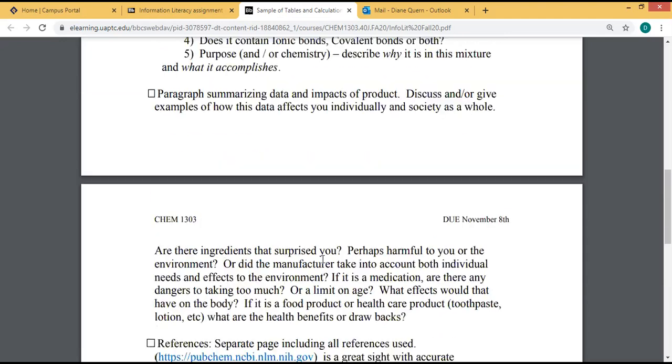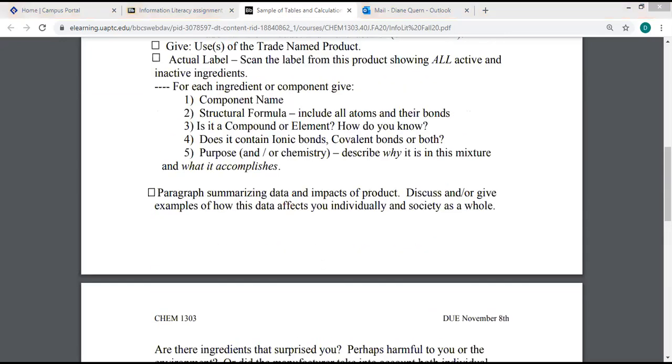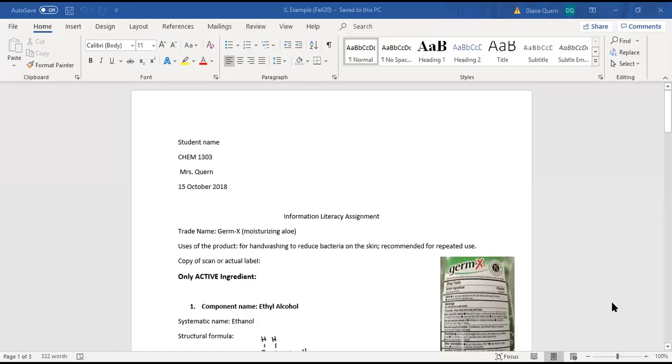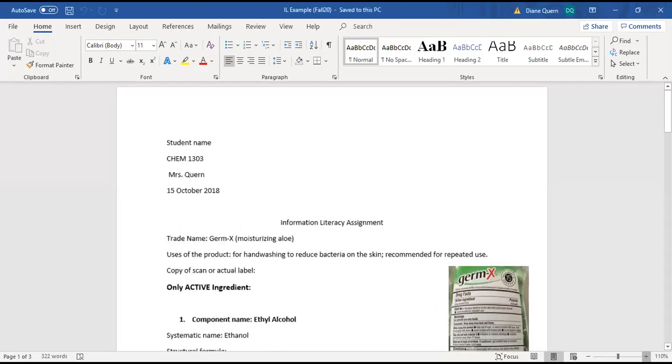All right, so I'm going to show you now. Let me share a different screen with you. I'm going to have to stop share and reshare, give me a second. There's my example. I wanted to show you an example paper. I took an example paper from a past student and altered it a little bit.